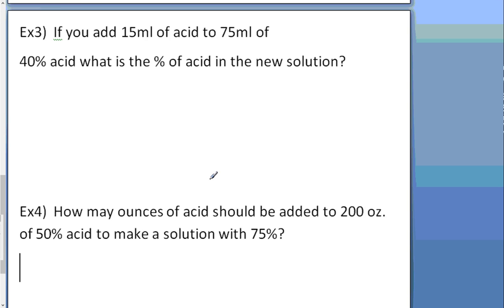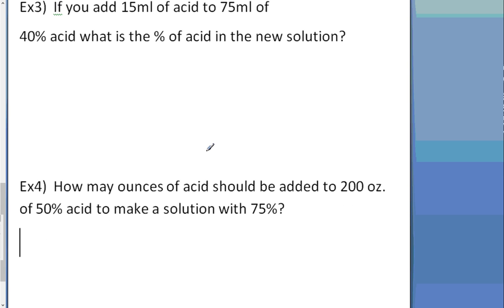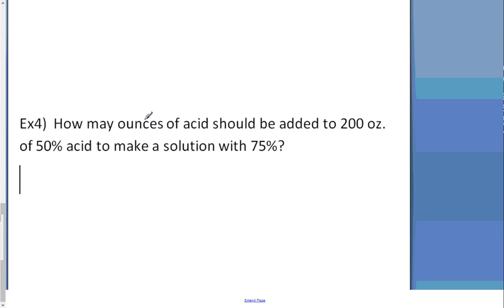All right, we're going to go ahead and skip number 3 because, like I said, that's a typo. Found a couple of them in this lesson. I have to fix that on the actual notes, but let's do the fourth one here, which is the last one. All right. How many ounces of acid should you add to 200 ounces of 50% acid to make a solution that's 75%? And that should say 75% acid.